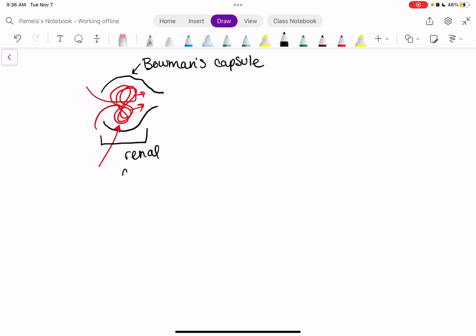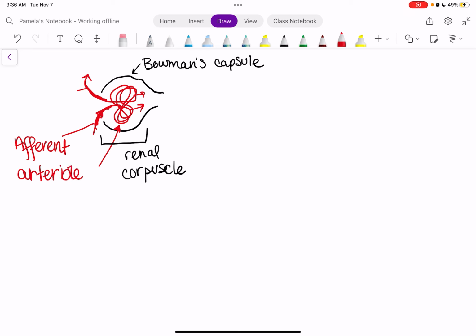And we briefly went over this last week in lab. Okay, then we also have blood going into the glomerulus. Let's imagine blood is going this way. It is going through the afferent arteriole, and blood coming out of the glomerulus is going through what we would call the efferent arteriole here. And it's important to note that the afferent arteriole typically has a larger diameter than the efferent arteriole. And that's how you're going to distinguish between them in a diagram.